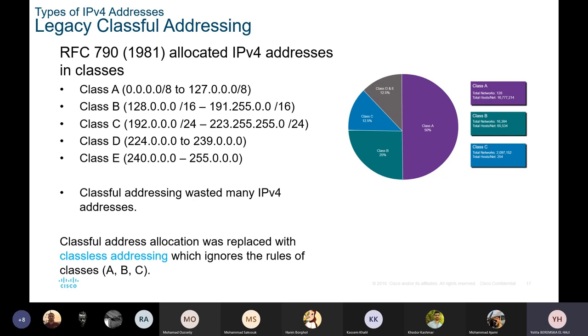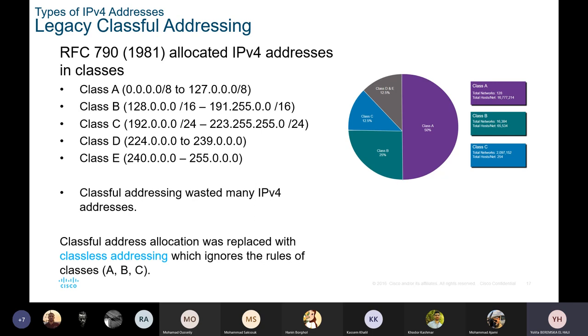At the beginning of networking and IP addressing, we had the IPv4 protocol, which was classful. This is in Request for Comments 790 from 1981. Very long ago, before you were born. At that time, the IP addresses of the whole range were divided into 5 classes. As you see here, they start with class A, which is /8, and the prefix is only 8. Meaning only the first octet will be a network address. The other 3 octets will be given to the host addresses.